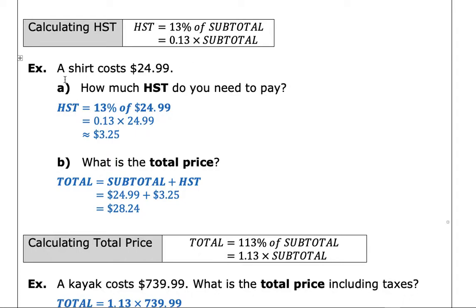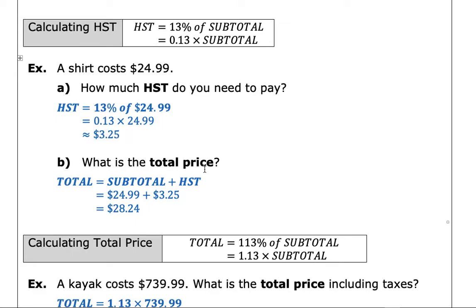Let's apply it to this problem. A shirt costs $24.99. How much HST do you need to pay? 13% of $24.99 is 0.13 times that subtotal. And this is approximately equal to $3.25. I might use this symbol sometimes to indicate that I've rounded to the nearest cent.